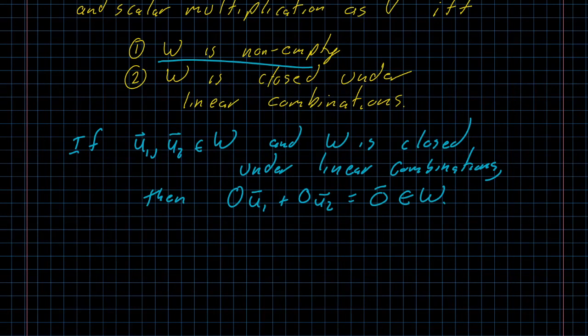Because if you have any two vectors, u1 and u2 in W, and you have that W is closed under linear combinations, then because V is a vector space, u1 and u2 are in V, and because these use the same definition of vector addition and scalar multiplication as V, we can evaluate 0 times u1 plus 0 times u2 in vector space V. We can use the fact that in vector space V, this has to be the 0 vector, and then use the fact that W is closed to conclude that the 0 vector is in fact in W, no matter which vectors we started with.